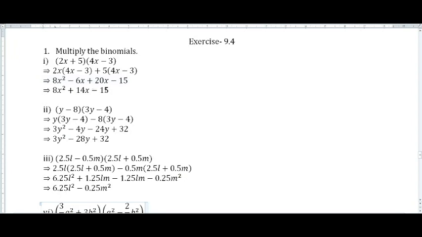8x square minus 14x minus 8x square plus 14x minus 15. This is the answer. Like terms cancel, and this is the answer. Question number 2.